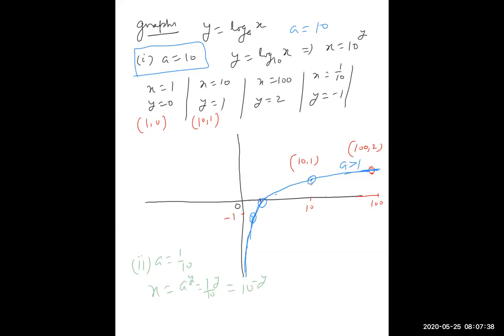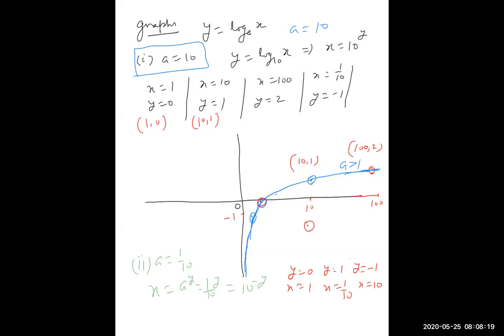Again, you can plot the values. So when y is equal to 0, x is equal to 1. When y is equal to 1, x is equal to 1 upon 10. When y is equal to minus 1, x is equal to 10. See, just the reverse is happening. Here we were getting it for positive y, here we are getting it for negative y. So if you put these plots, you will get the same points. X is equal to 1, y is equal to 0. X equal to 10, y is equal to minus 1.